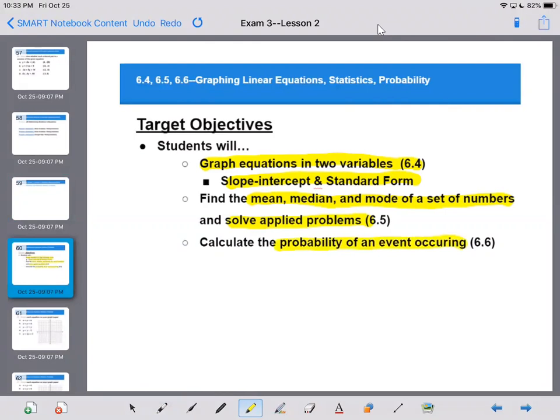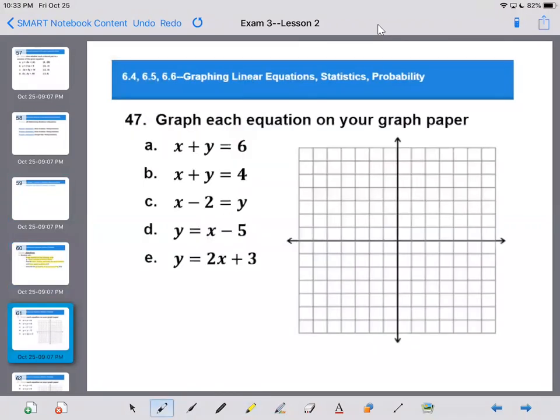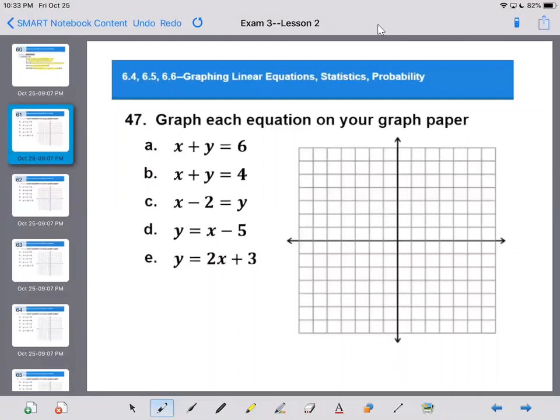So to get started, when we look at trying to graph each of these on graph paper, so if I ask you to do that, of course, I will give you the graph paper to plot your equation. Now, all of these have an x and a y, and they have a constant. Now, if you look at A, B, and C, they're all in a similar format. So I have a slide for each of these.